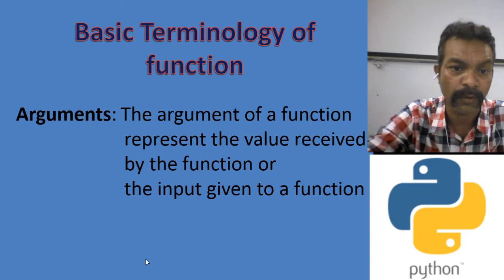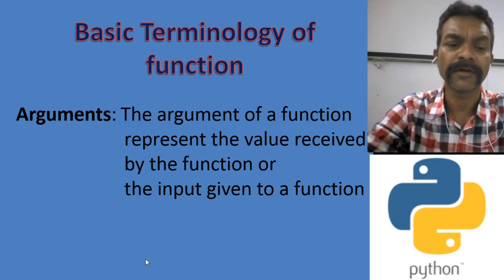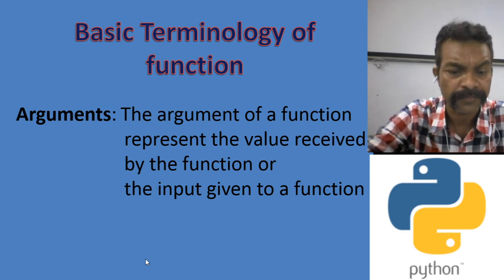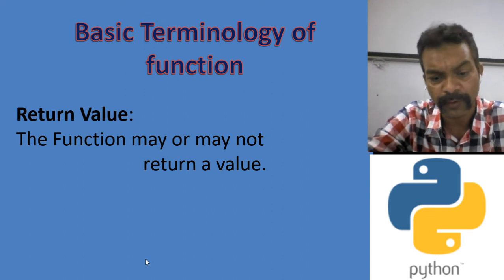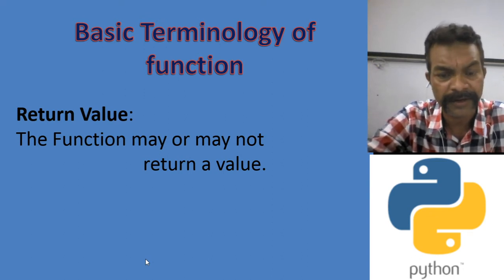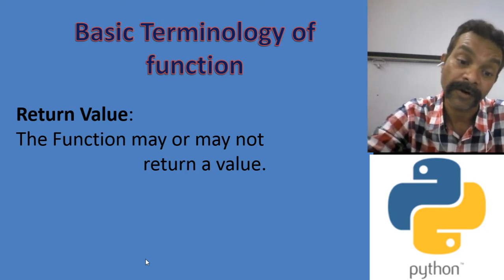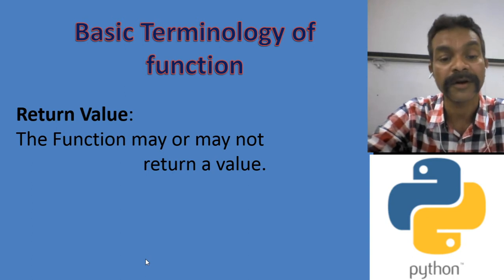The second thing is argument, which is also called parameter. It means sometimes a function receives a value, or we can say whatever input is given to the function is called an argument. This is called a parameter also. Return value: function may or may not return a value. In the definition of function, we have also seen that it optionally returns a value. It means a function may return or may not return a value.